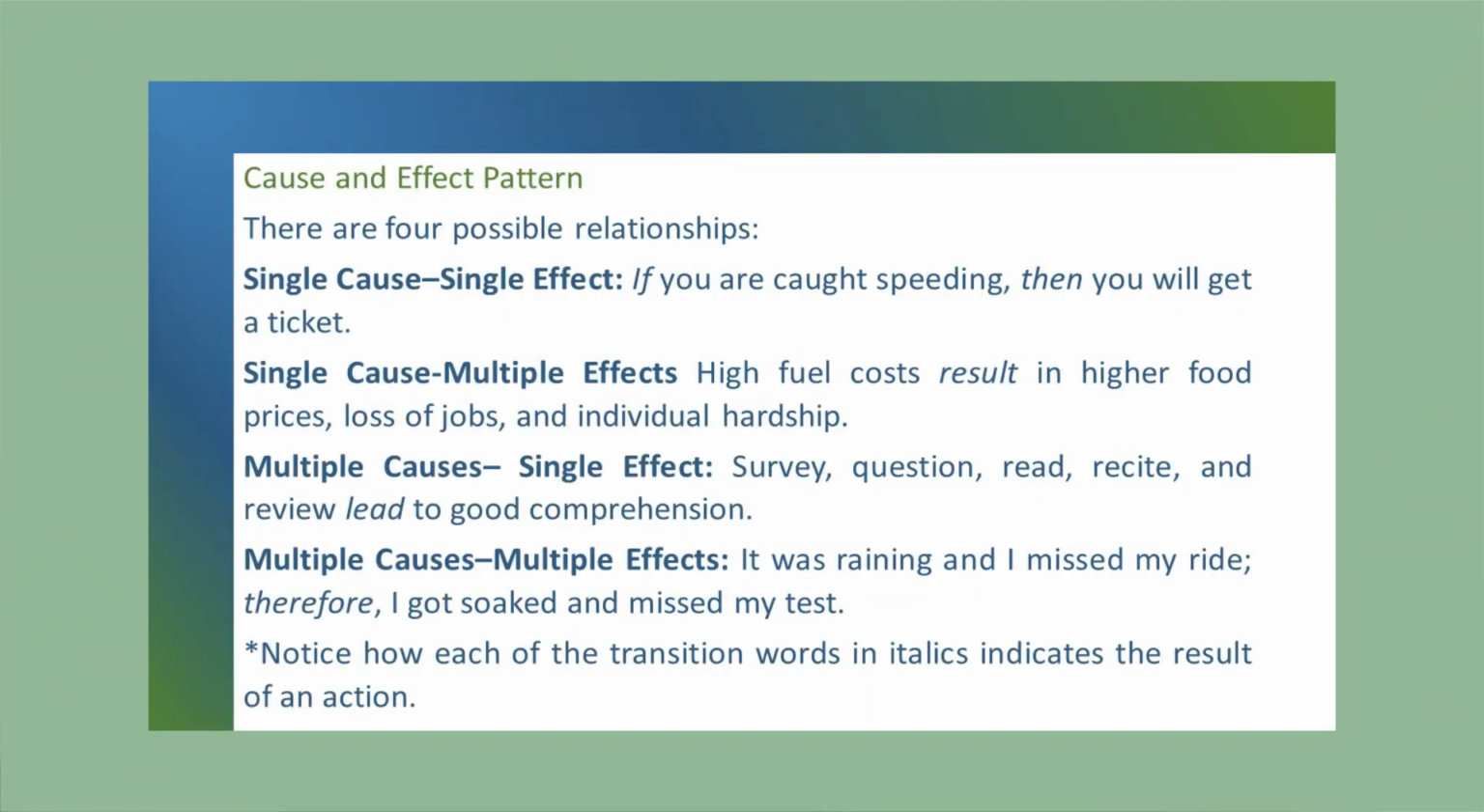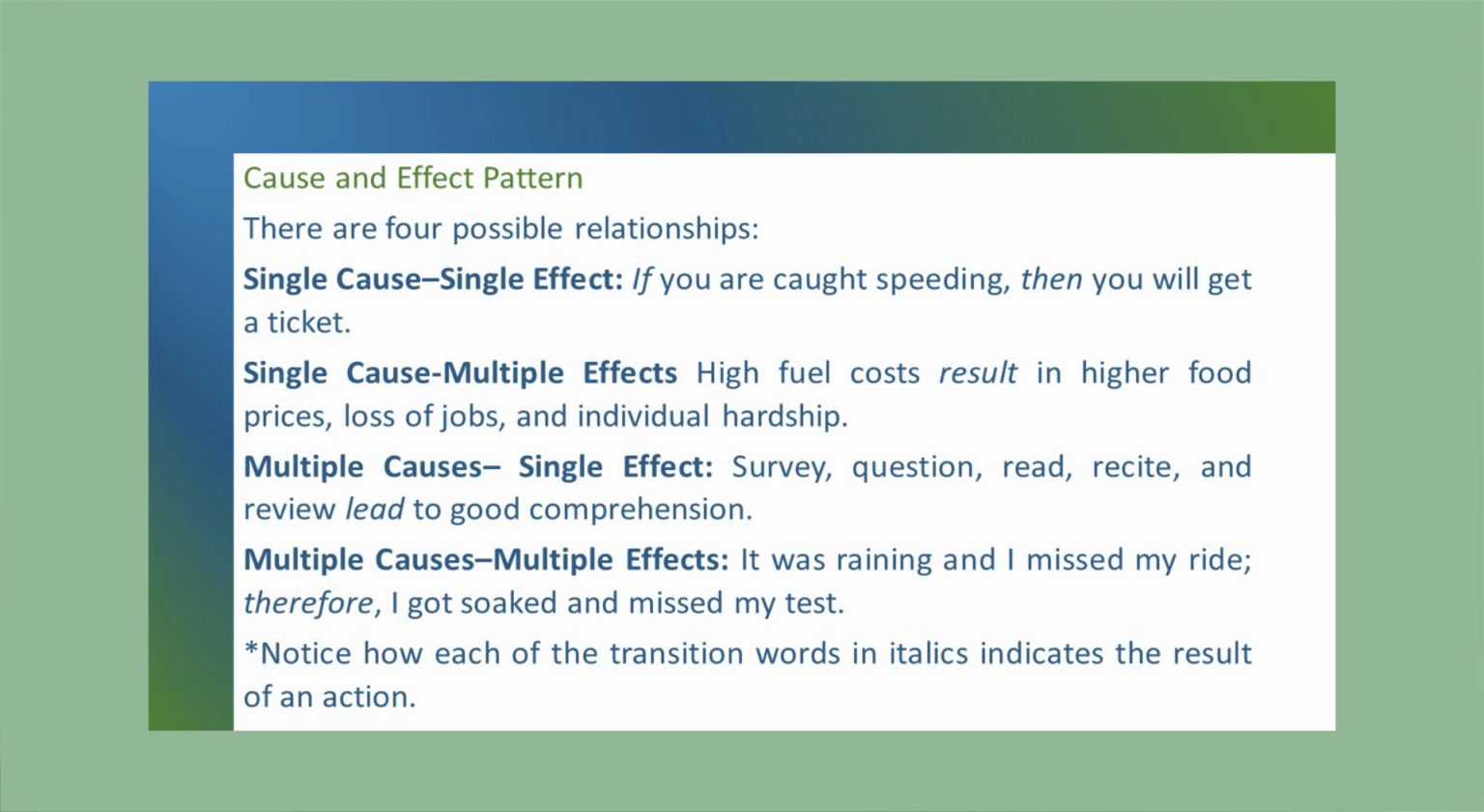Here's four possible relationships. We have a single cause and a single effect. If you are caught speeding, then you will get a ticket. Here's an example of a single cause but multiple effects. High fuel costs result in higher food prices, loss of jobs, and individual hardship. See how there's only one cause, but multiple effects. Here's an example of multiple causes and a single effect. Survey, question, read, recite, and review lead to good comprehension.